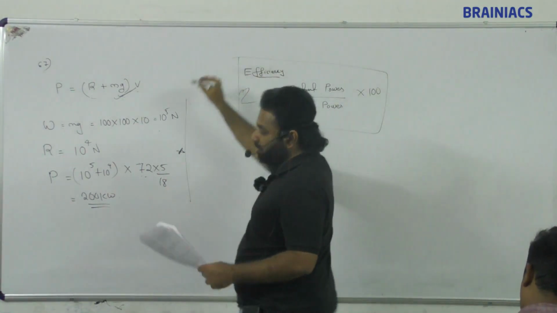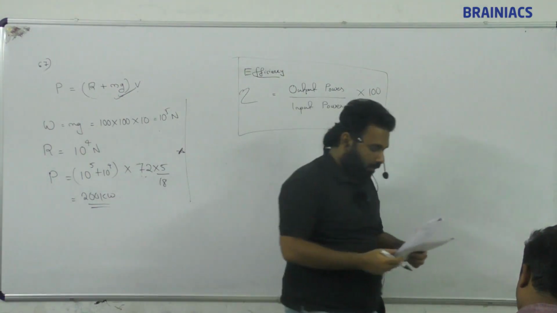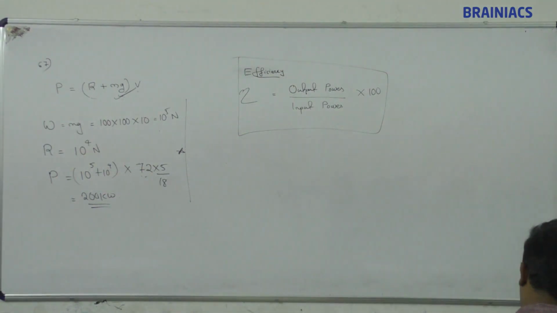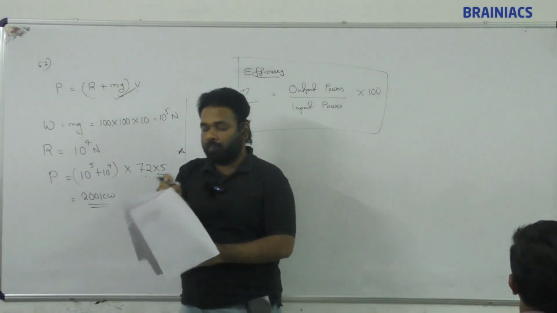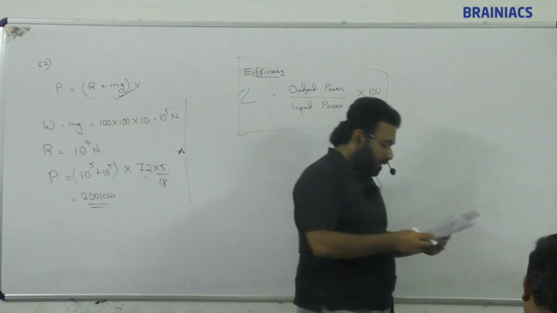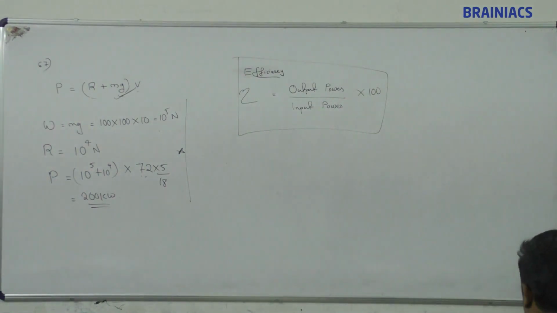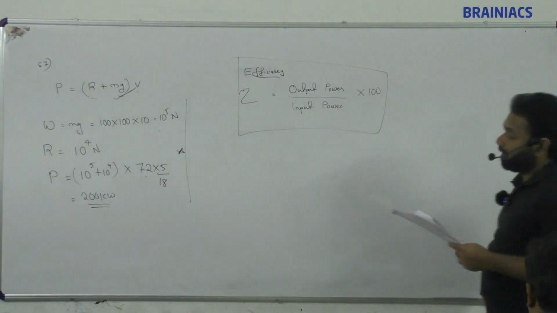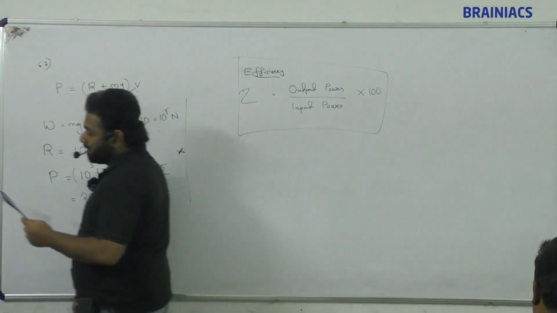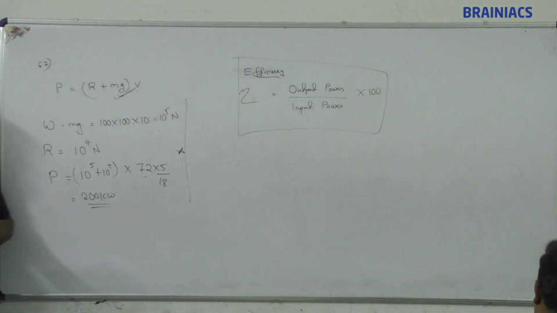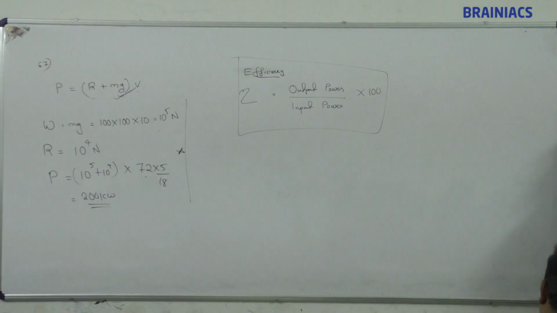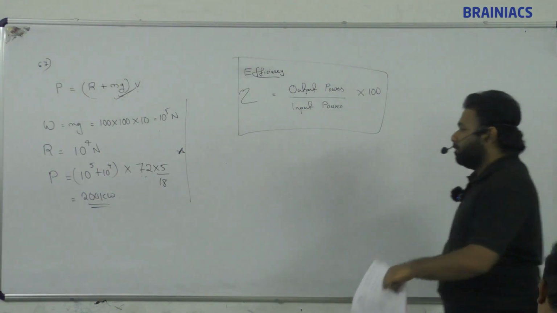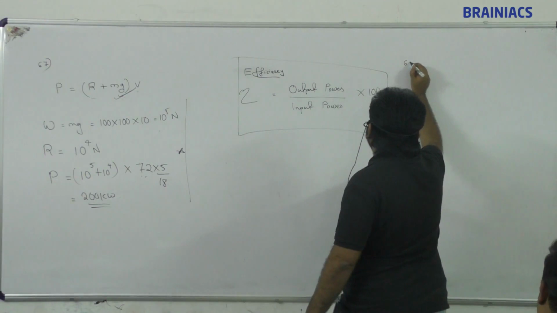Now come to which question, children? Question number 68. Okay, two men with weights in the ratio 5:3 run up a staircase in times in the ratio 11:9. The ratio of power of the first to the second. Question number 68.